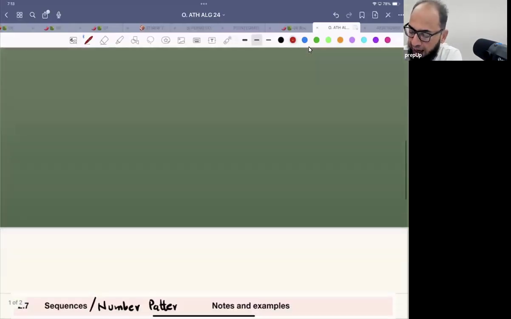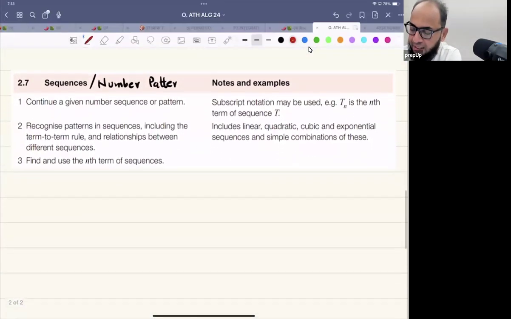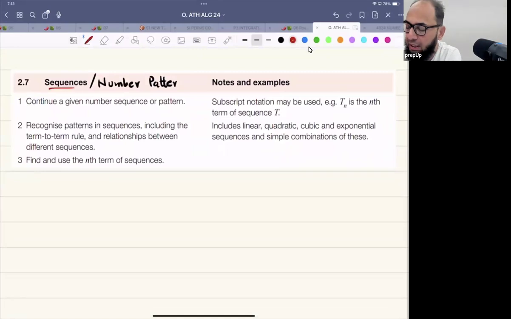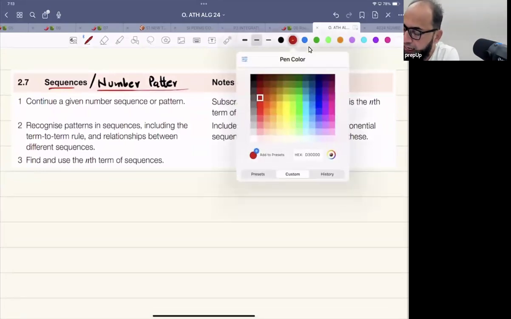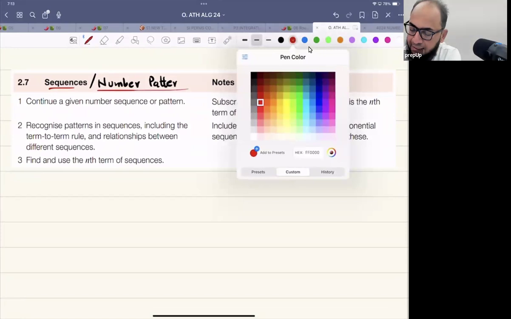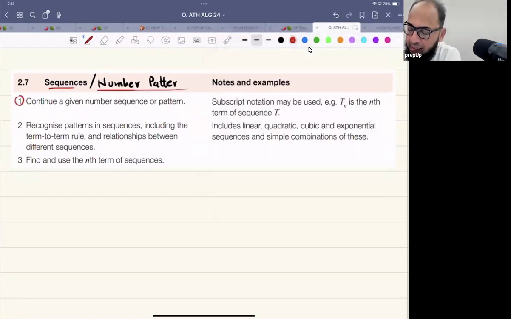Now let's look at the syllabus content. So I have written sequence over here, that's the number pattern. And what is the thing that's in here? Part 1, continue a given number, sequence or pattern. Part 2, recognize pattern in sequences including the term to term rule and relationship between different sequences.